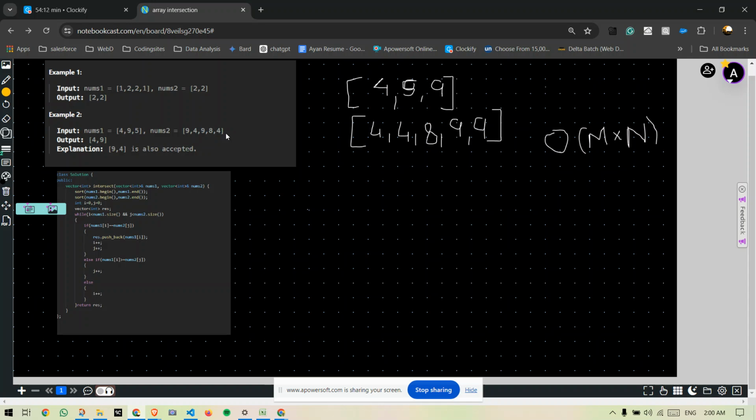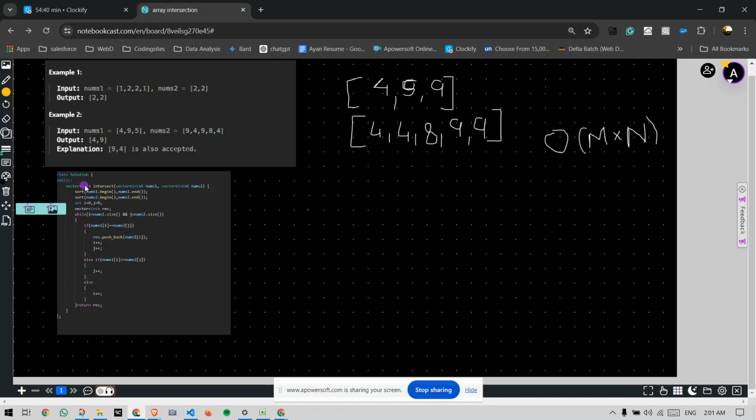So what else can be done? The optimal approach in this question would be sorting both the arrays. Well, sorting can easily be done by any of the sorting algorithms. I would prefer any algorithm that gives you n log n time complexity, or you can use the STL function which applies the same algorithms, O of n log n.